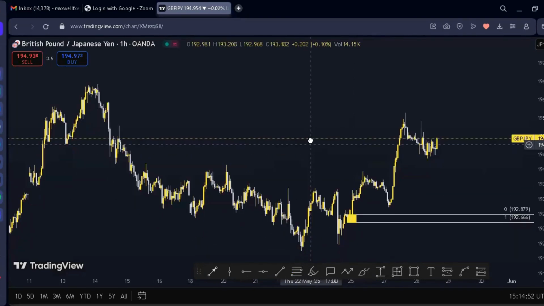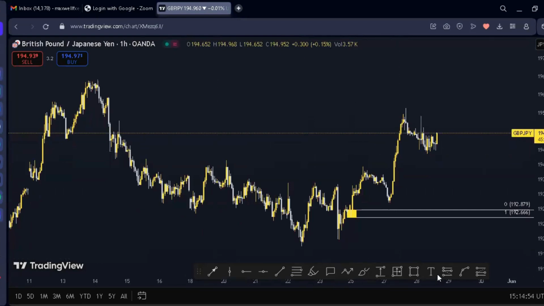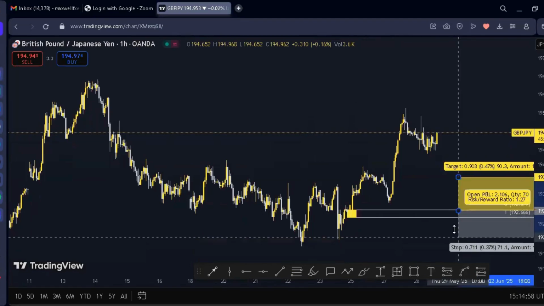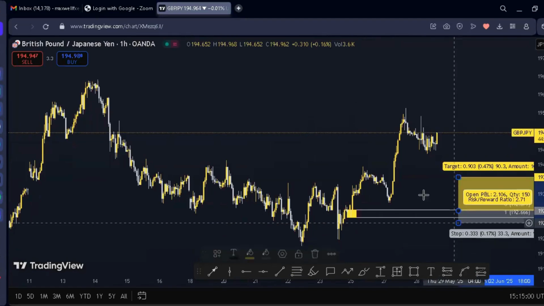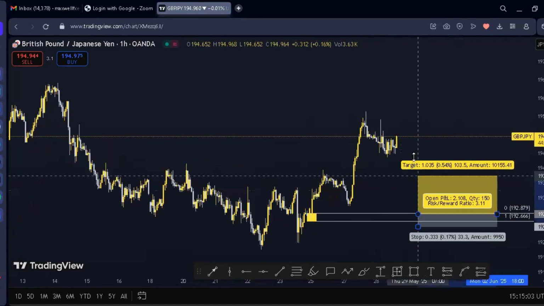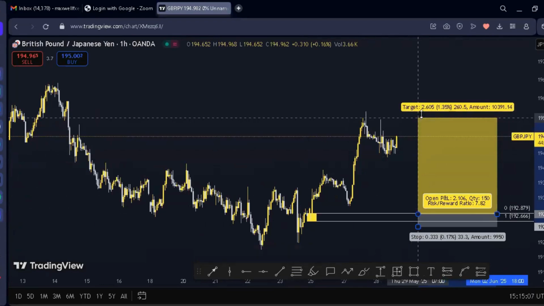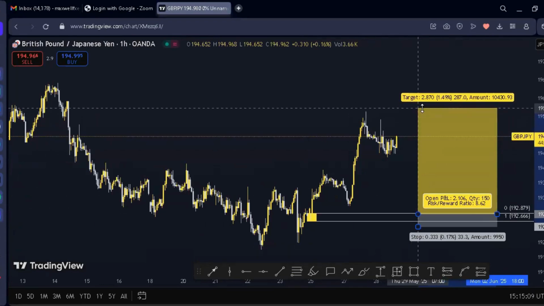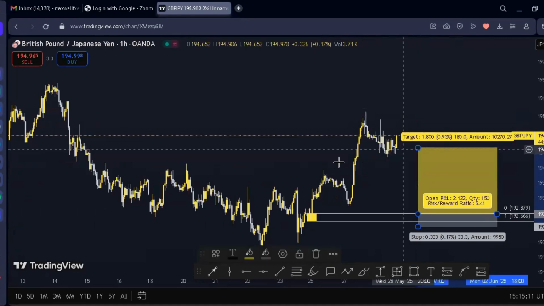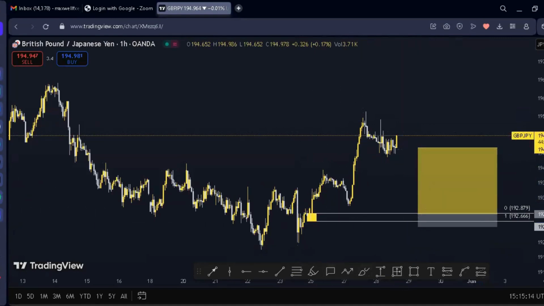So planning for this trade, I'd look to buy from these areas, stop loss slightly below that zone, and I target a 1:5. This would be good enough. You can go all the way up here, that's up to you, but 1:5 is good enough for me.